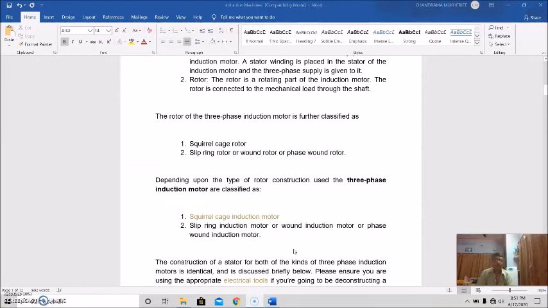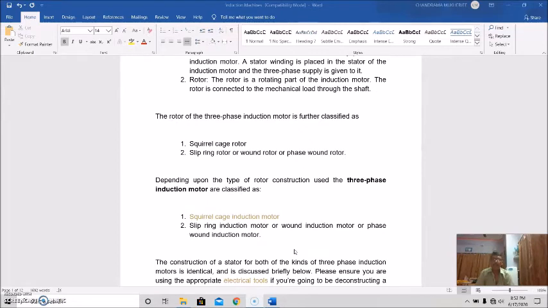Okay, so what have we seen? We have seen that an induction motor has two main parts. One is the stator, which is the stationary part, where the three-phase distributed winding is placed and the three-phase balanced supply is provided to create a rotating magnetic field, which rotates at synchronous speed through the air gap between stator and rotor.